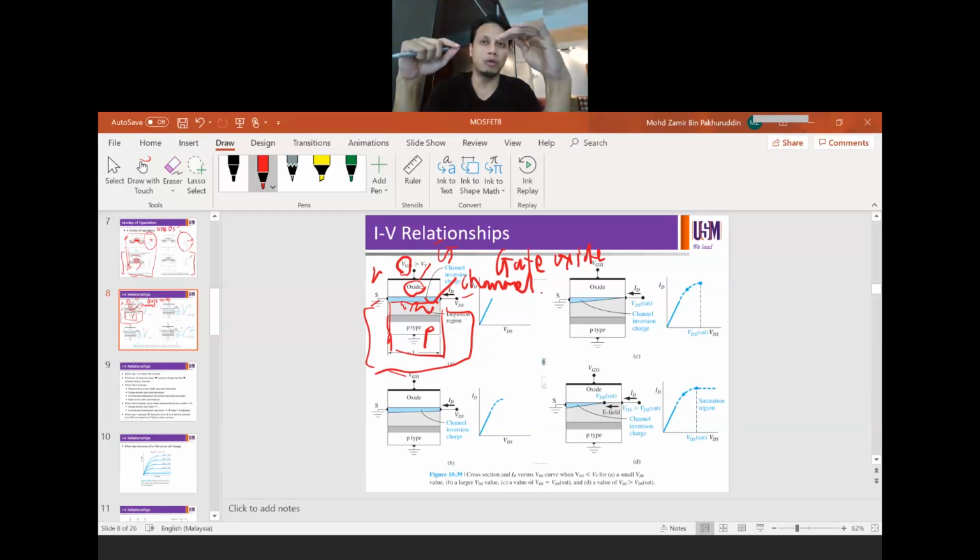So bila you repel hole, it will be repelled away from the surface. So that means it's gonna go away from under the oxide on the surface, and at the same time you will attract electrons, which are also minority carriers in the p-type semiconductor. If you still can recall, np is equal to ni squared, masih ingat ke? Law of mass action.